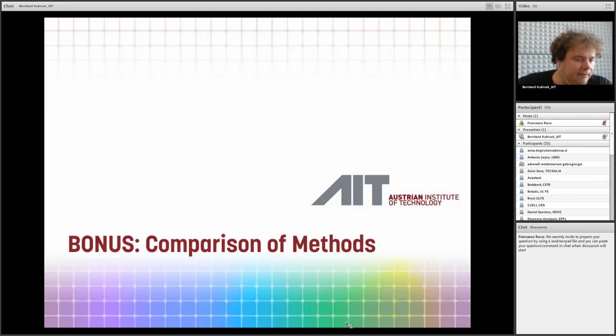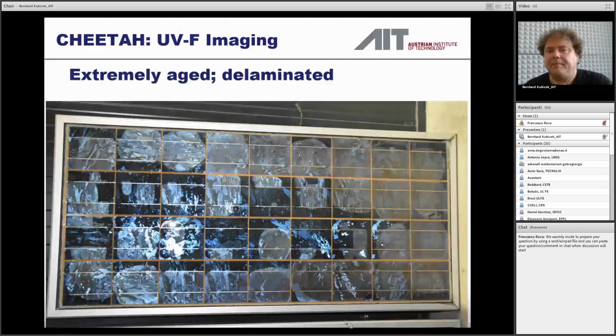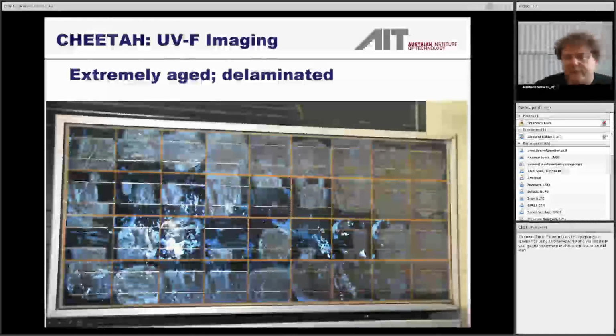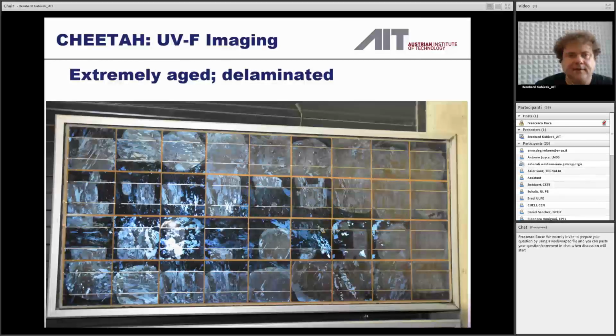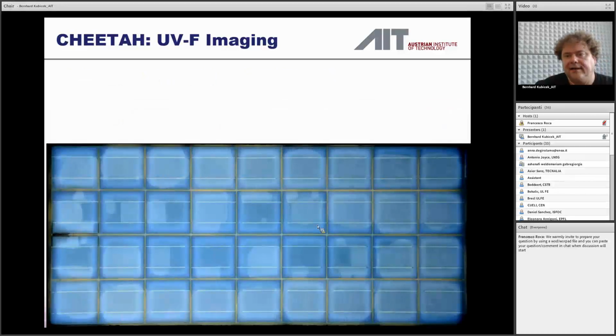Yeah, I think we are quite close to the time limit. What I want to show you is just 3 more pictures, or maybe a bit more. This is a very old module that was put outside a really long time ago and had strong delamination, and you can even see the delamination with the naked eye. Then, if you do UV fluorescence, you can see that the delamination also has an effect on the brightness of the fluorescence.